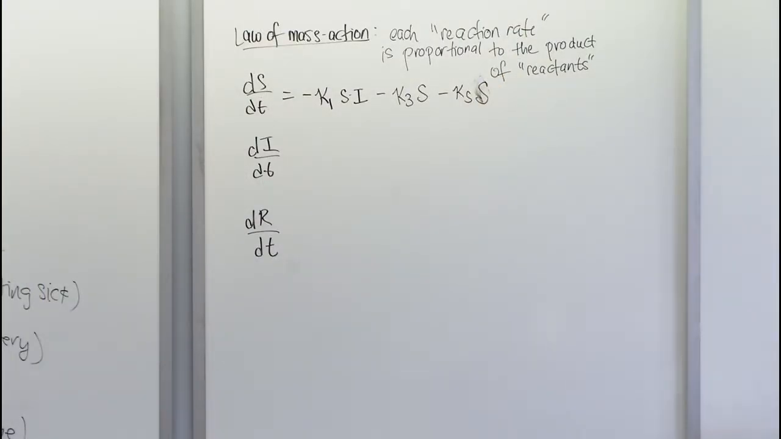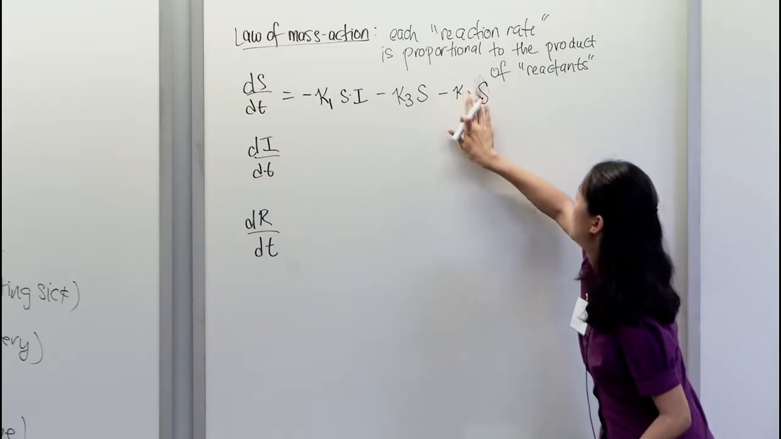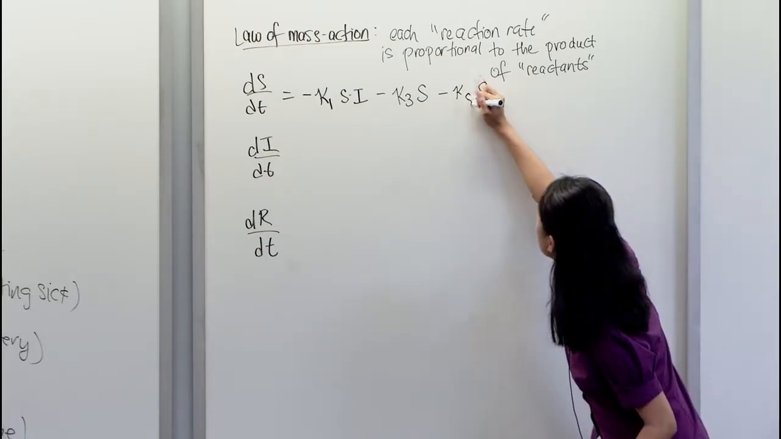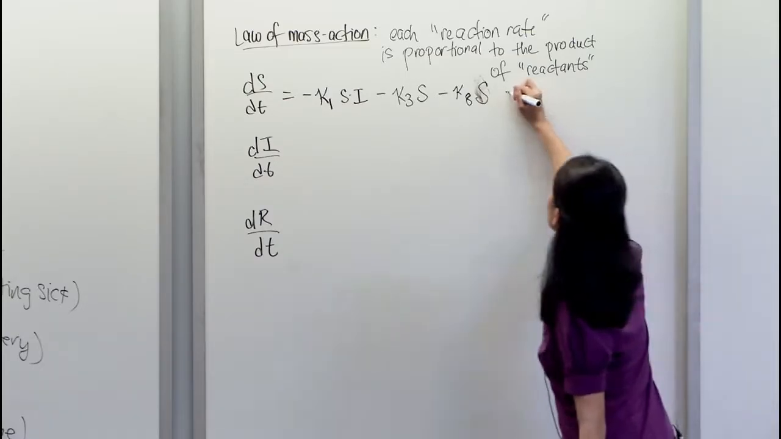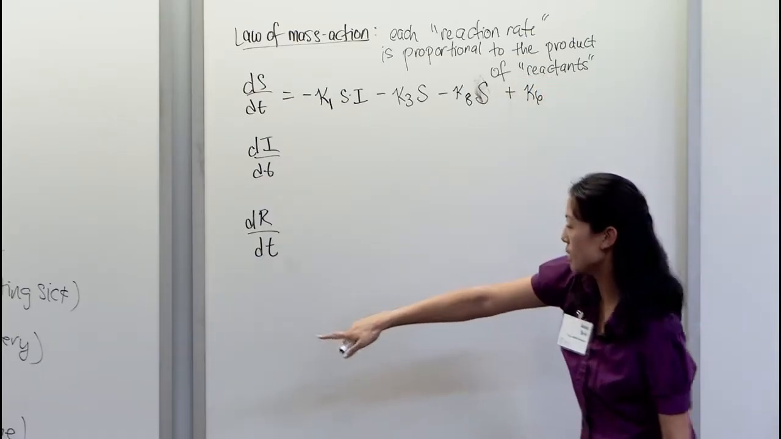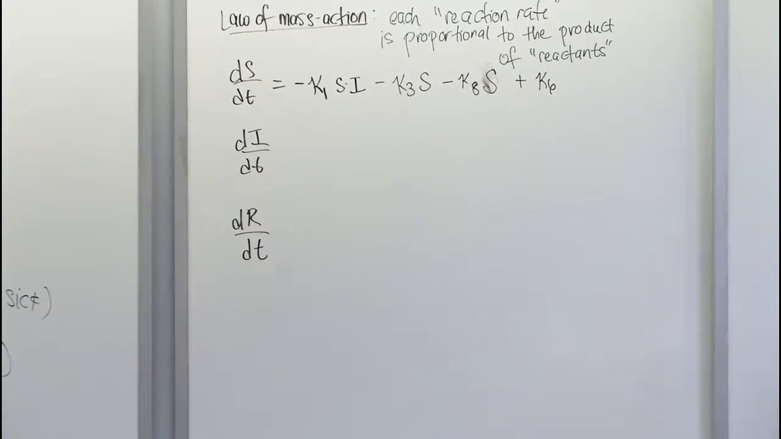Plus kappa 6. Kappa 6, yes. No, kappa 8. And then there's a kappa plus six. Yes, and a plus kappa 6. Yep, plus kappa 6, because some people are arriving who are susceptible.